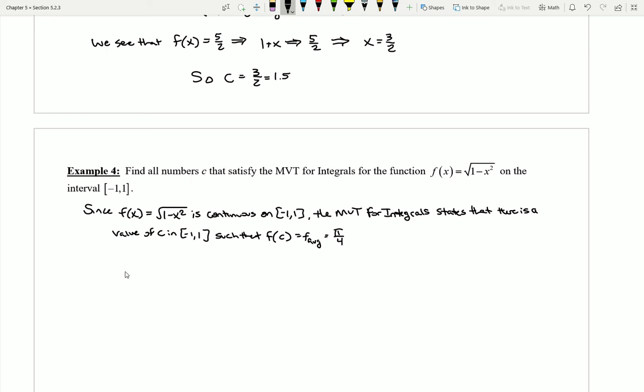So we can state here that we know that f of x will actually be equal to pi over 4 when the square root of 1 minus x squared is equal to pi over 4. So can I solve for x? Sure. Let's see. I would square both sides. So 1 minus x squared is going to be equal to, what is that, pi squared over 16. I just square the top and square the bottom.